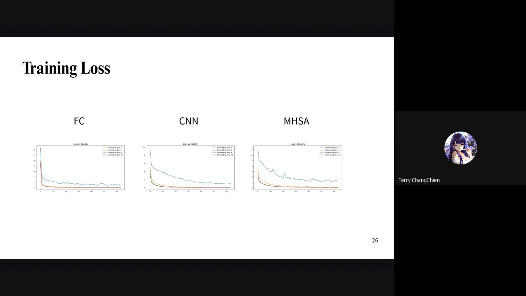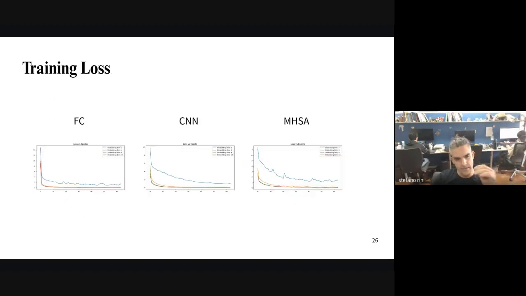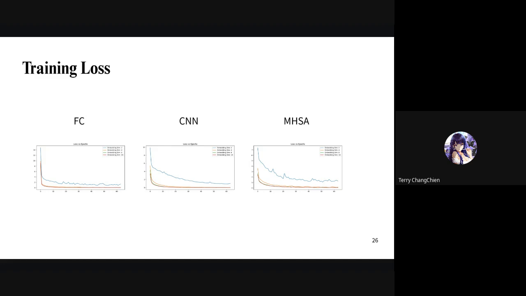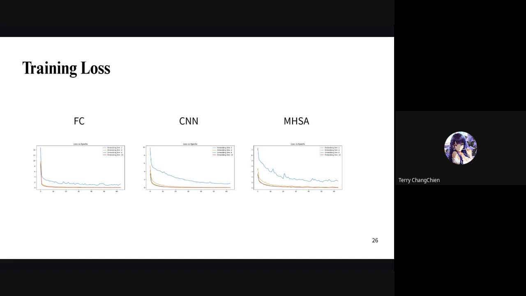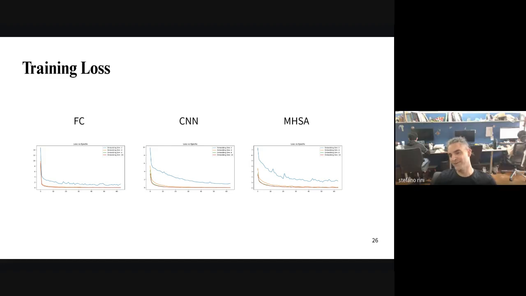Next page. Stay there a second. Okay. What is MHSA? Multi-head self-attention. I mean, it's got the MNIST. Where did you find the multi-head self-attention?